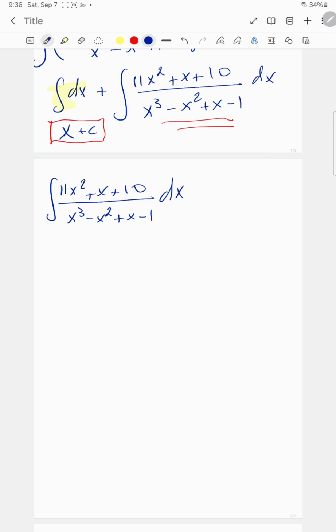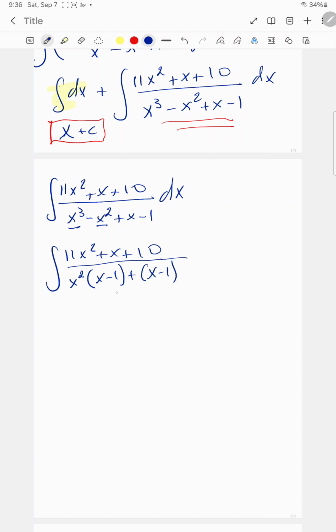Here I have the degree of the numerator less than the degree of the denominator. I have to think about decomposition into partial fraction, but to do that I need to have multiplication in the denominator. So let's see if I can do something in the denominator here. I can see that here this x3 minus x squared, I have x squared in common, so I can factor out x squared, so my integral become 11x squared plus x plus 10 divided by x squared, and here I will have x minus 1 plus x minus 1.